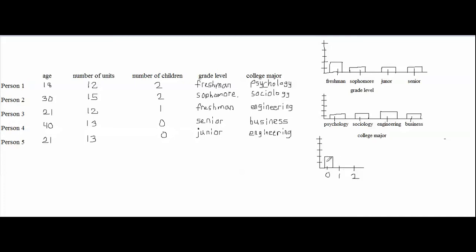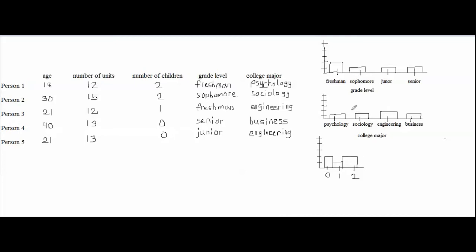One difference between a histogram and a bar graph is that in a histogram, the bars touch each other. So this bar would actually be touching right here. And the frequency of 2 is 2 because 2 people have 2 children. This value appears twice in this column. So this bar will go up to 2.